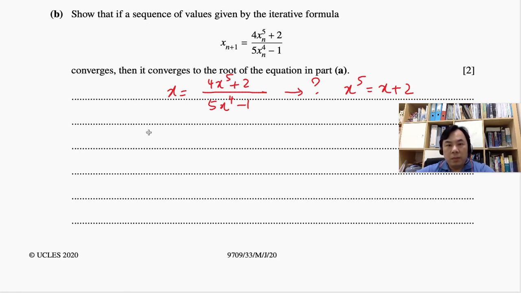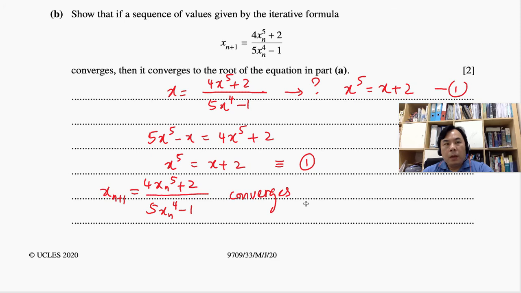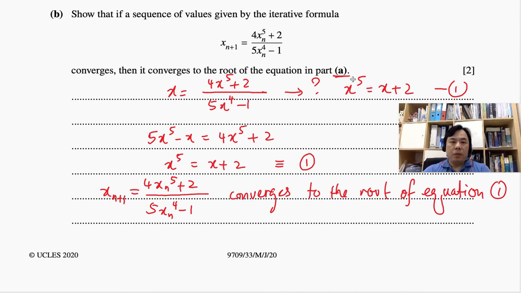Now let's give it a try. If I do that, there will be 5x5 minus x equal to 4x5 plus 2 here. And then you can see that there is x5 equal to x plus 2. Yes, because it's the same as the original equation. It is equivalent to number 1 there. So we can conclude that this x n plus 1 equal to (4xn5 plus 2) over (5xn4 minus 1) converges, meaning it converges to the root of equation 1, which is equation A. I hope that's clear.